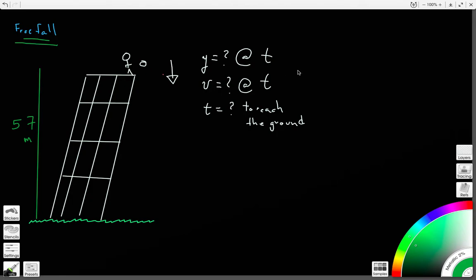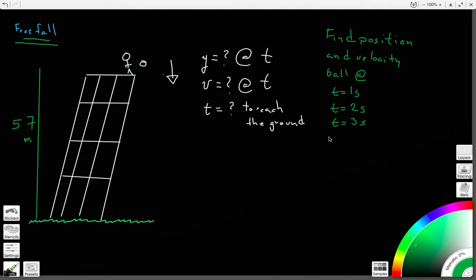The actual problem asks to find the position and velocity of the ball at time equals 1 second after I drop it, time equals 2 seconds after I drop it, and time equals 3 seconds after I drop it.